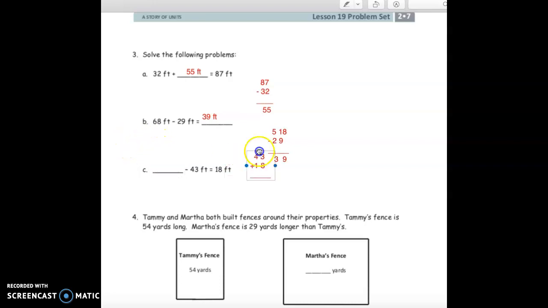And then move over here to use a strategy. All right, I'm going to use the vertical way. Looking at my ones, I have 3 and 8. So if I add 3 plus 8, 8, 9, 10, 11. 11, I'm going to bring over my 1 right here in the tens. And then I'm going to add my tens. 4, 5, 6. There should be a 6 in the tens place. So my answer would be 61 feet. And I'm going to put FT for feet. So that's the answers. You can check your work over for A, B, and C.